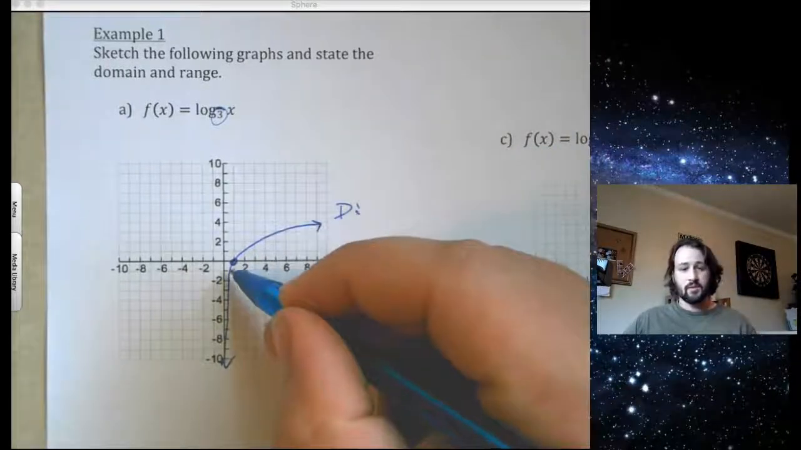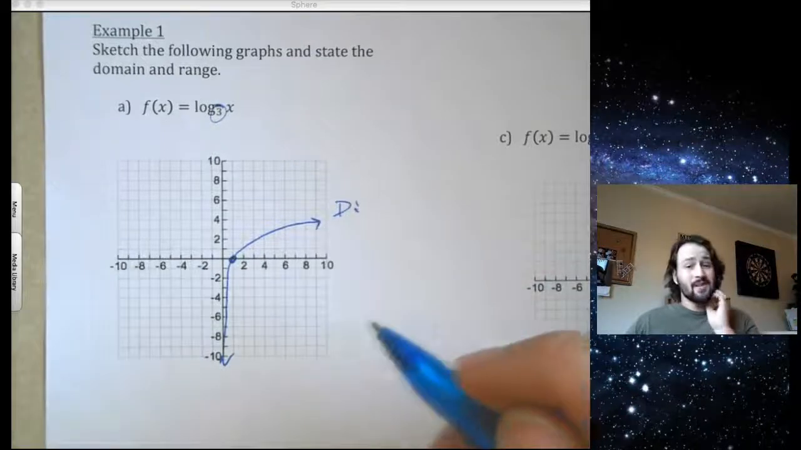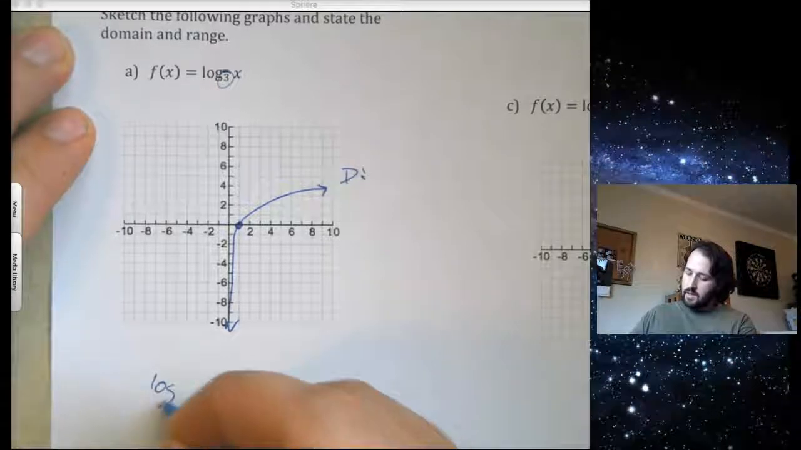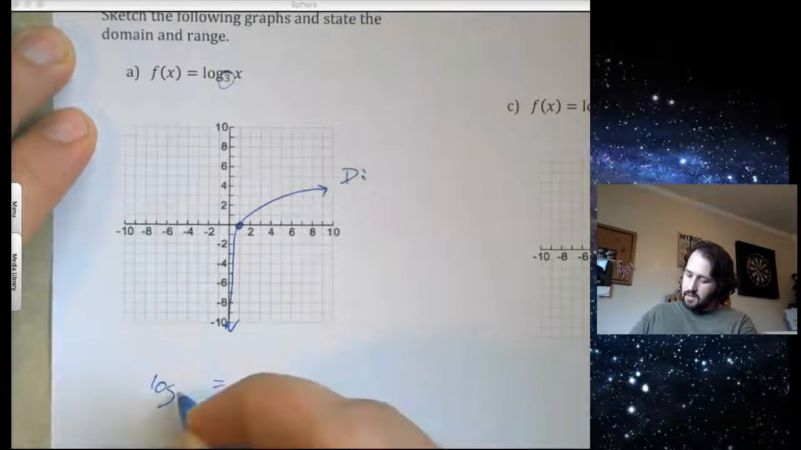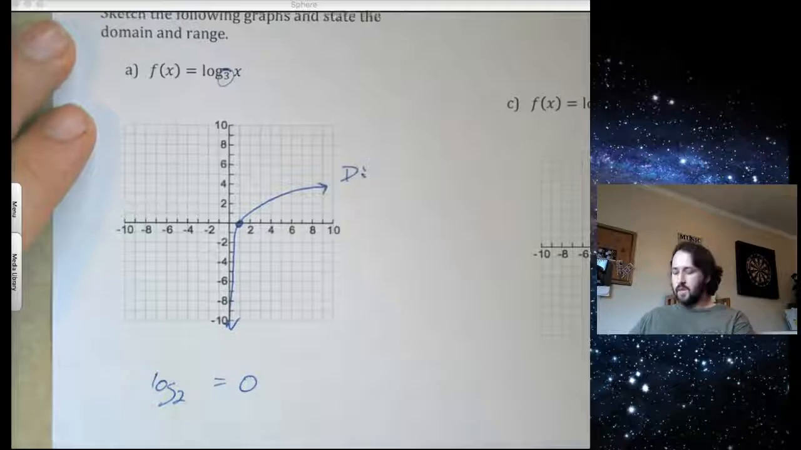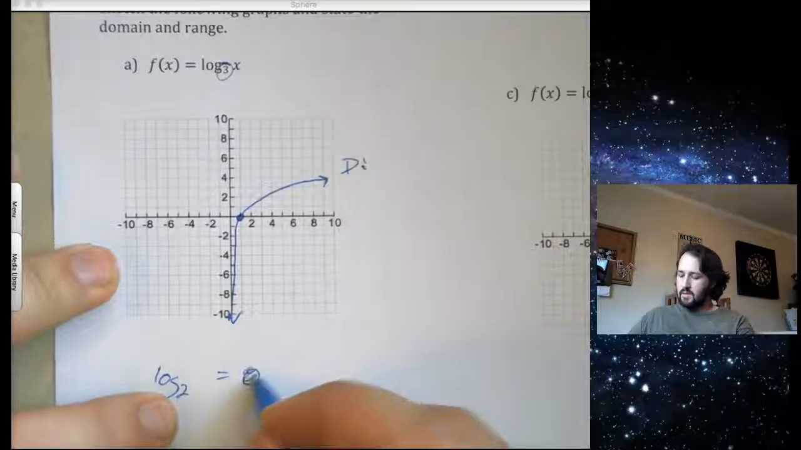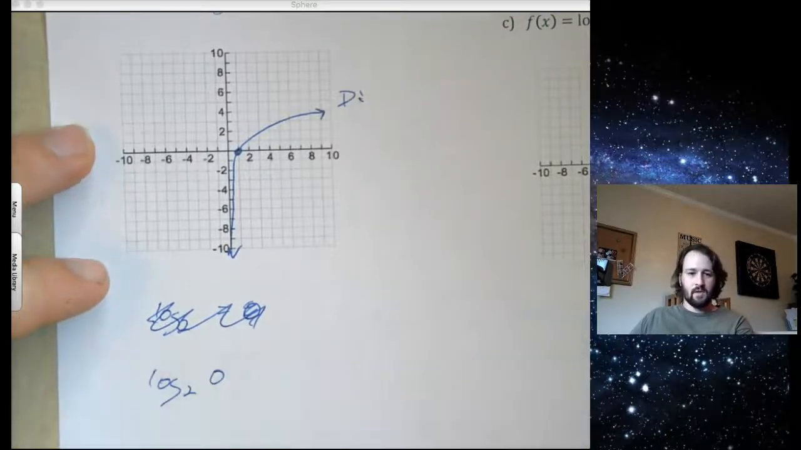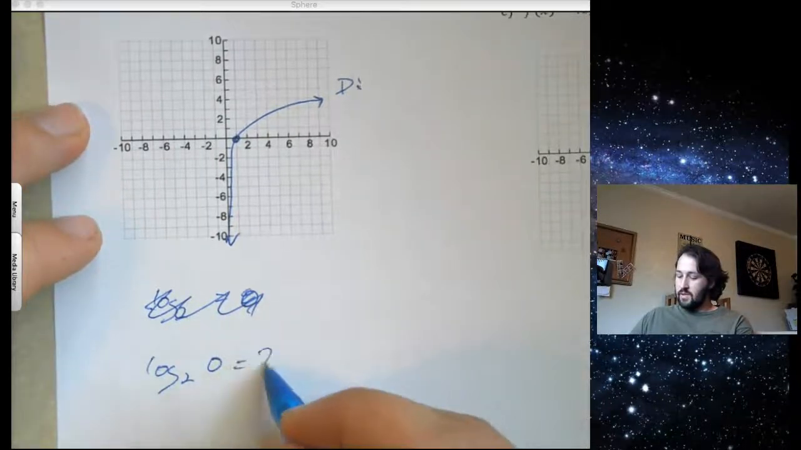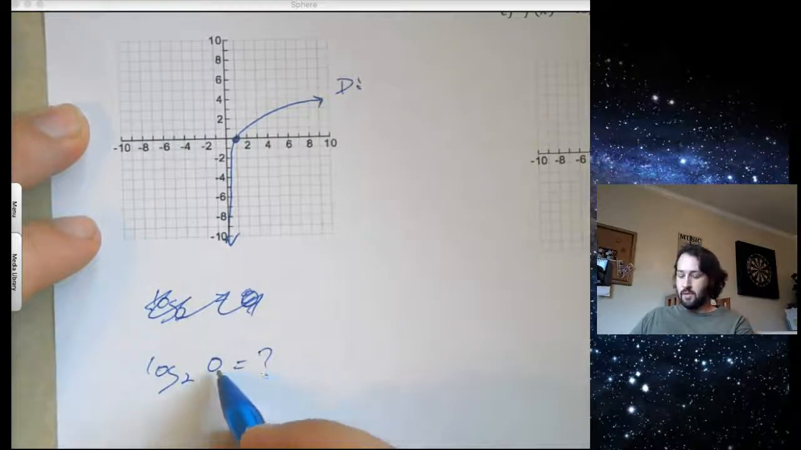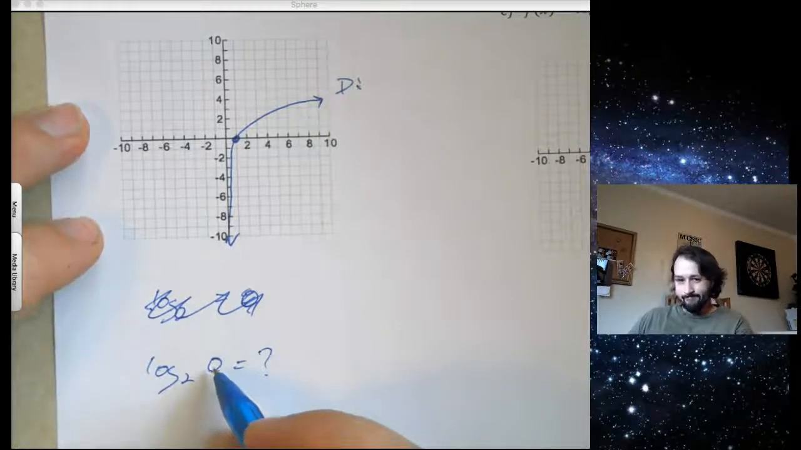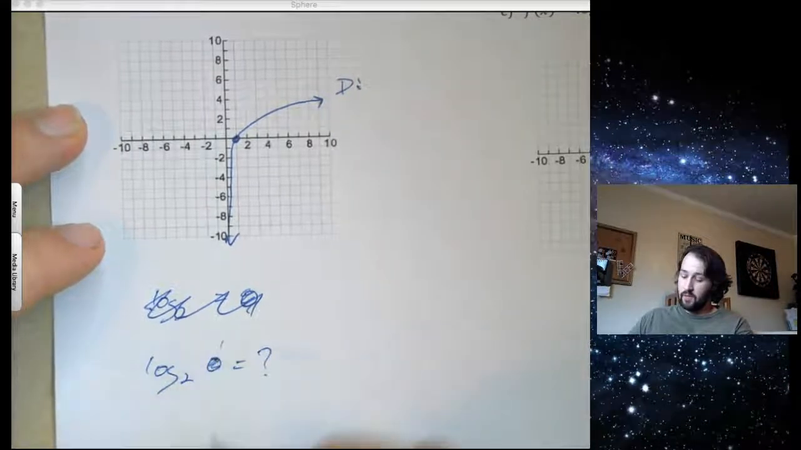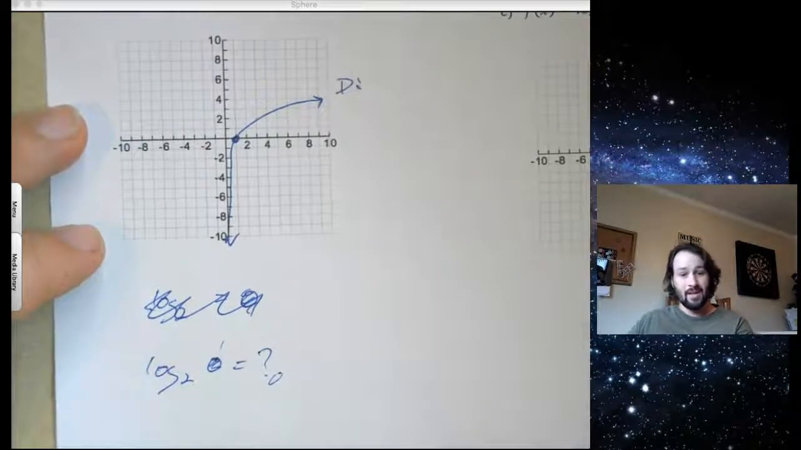Now for the domain and range. Notice it's getting closer and closer to 0 here. So logs can never be 0. If we think about what a log is, say I use the base 2, log base 2 of 0. Say if I used x as 0, then that would be 2 to the what power is 0. It's not possible. 2 to the 0 is 1, so we could have 1 and then it would be 0 over there, but we can't have the log of 0.